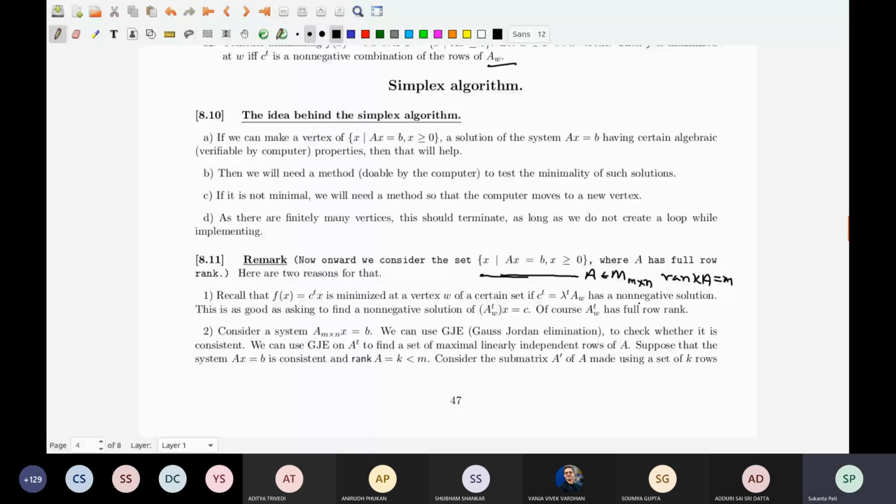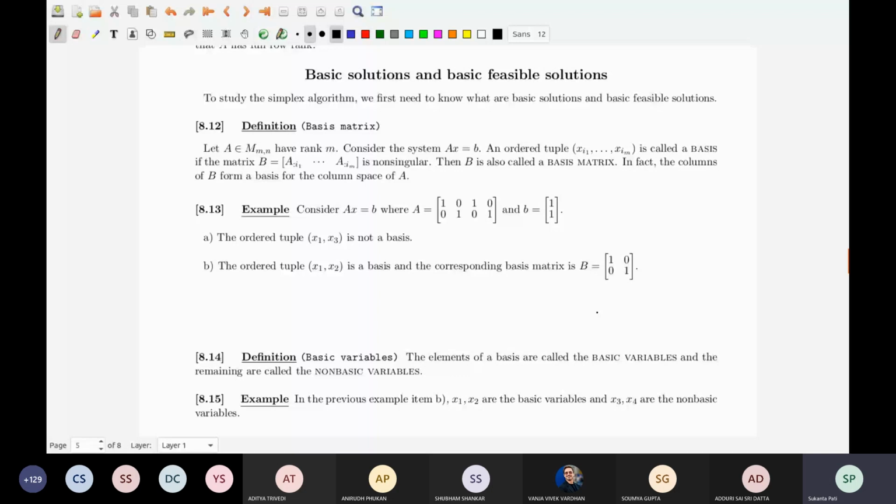Of course, there is one more reason that I have written, but don't bother, you can read it. Now, we require some things. One, we should devise some method, some test, so that the computer will recognize whether a point is a vertex or not. Second, that will be obtained by testing the basic feasible solution. They will actually be vertices. I will tell what they are.